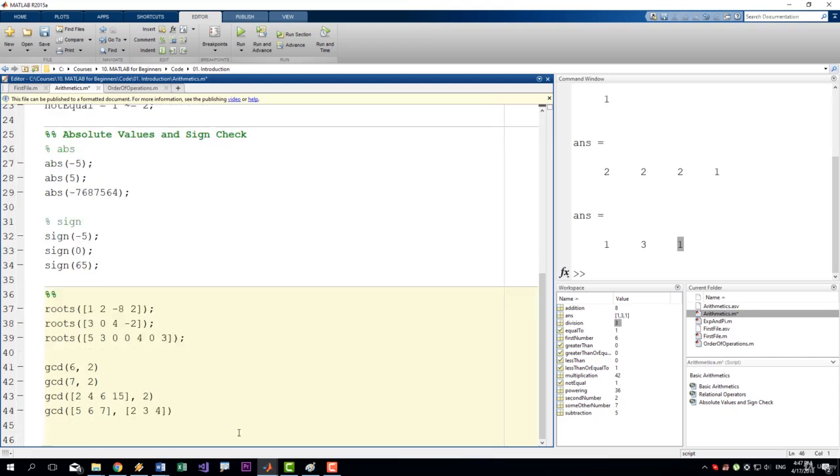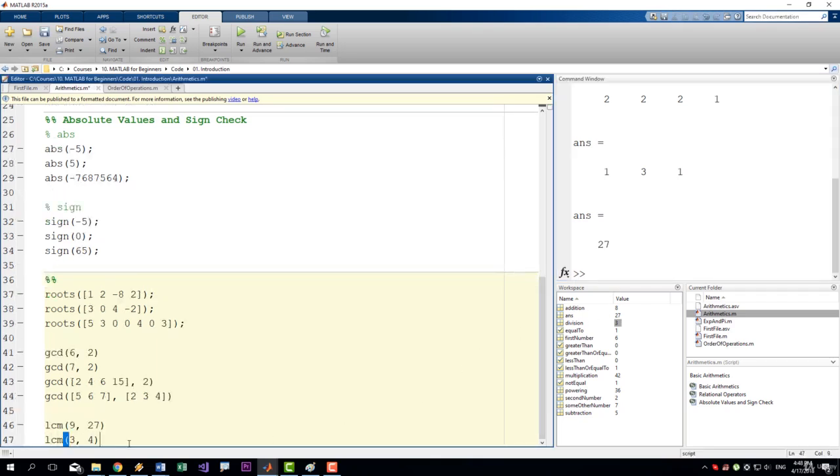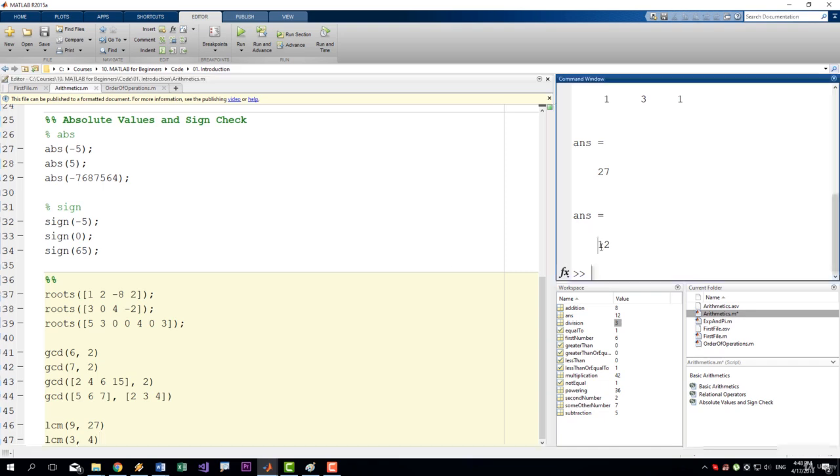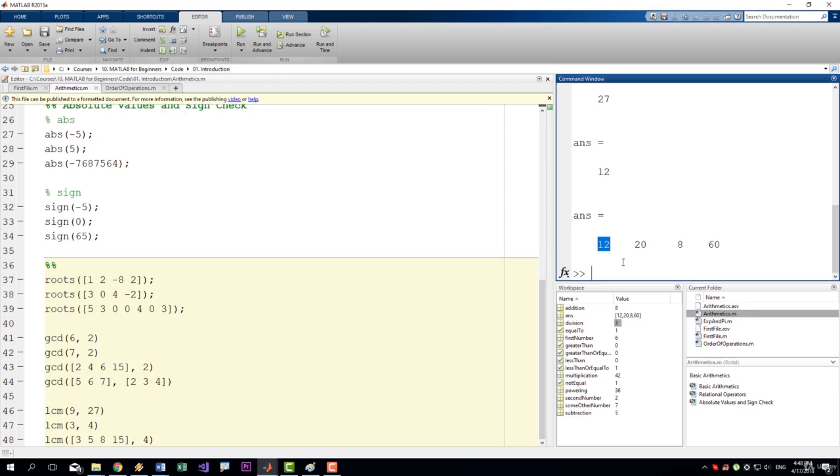And finally, the least common multiple, LCM. It works the exact same way as the GCD. You can test only two numbers, you can test set of numbers. So let's quickly see a few examples. Let's try 9 and 27. Let's run it. The least common multiple is 27. Let's try 3 and 4. The least common multiple should be 12, and it is. Let's try a set of numbers. So 3, 5, 8, 15 against 4. And the least common multiple between 3 and 4 is 12, between 5 and 4 is 20, between 8 and 4 is 8, 15 and 4, 60.